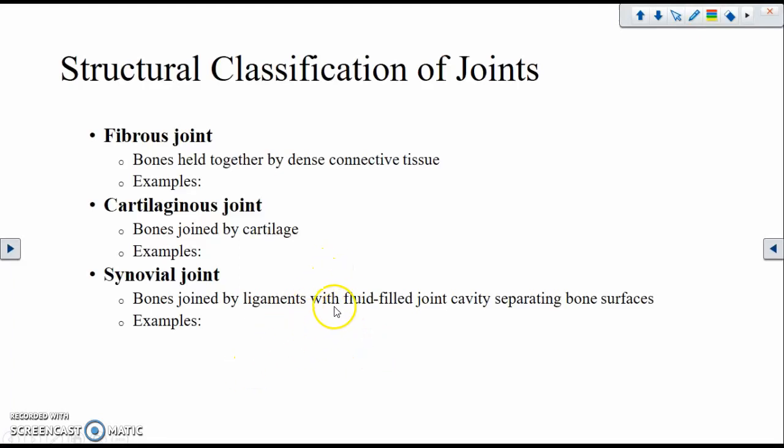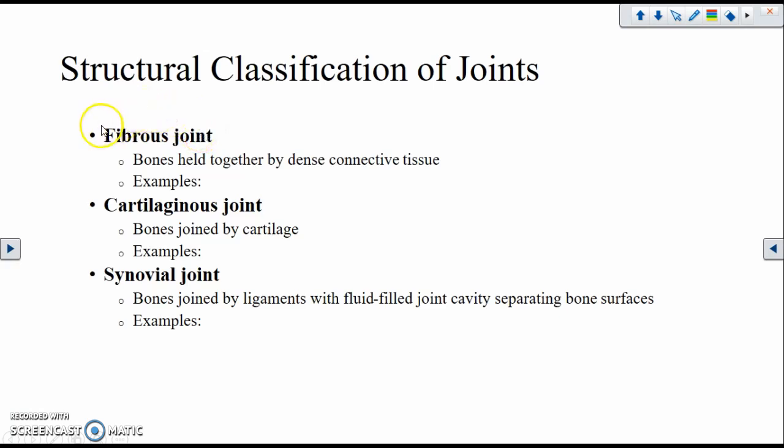So in this lecture, we're going to be talking about joints, or the technical term for joints, which is actually articulations. The reason they're called articulations is that it's the region in which two bones meet. There are two different ways that you can classify a joint. The first one is called structural classification, and all that tells you is what the joint is made up of.